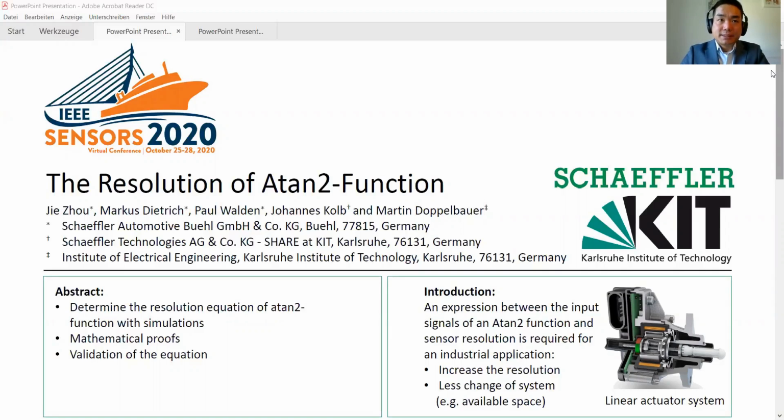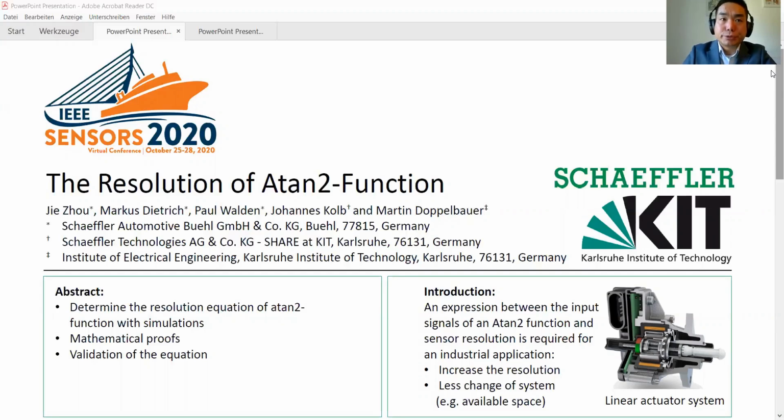At first, an approximation of a one-dimensional simulation was made. After that, the mathematical expression was derived. Finally, the general equation for the resolution of the Atan2-Function was found.